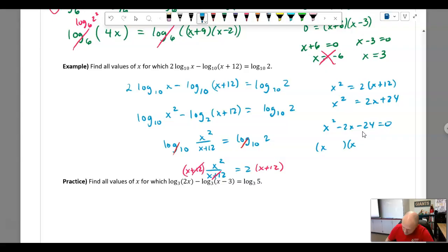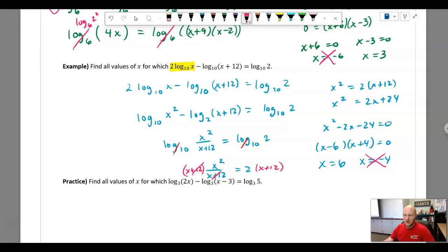So x, what are we looking for? 6 and 4, I think. x minus 6, x plus 4. And so I have two solutions, 6 and negative 4. Am I going to keep any of these? It looks like we'll keep the 6, not the negative 4. I have log 10 of x, so that one's got to go away right away. So x equals 6 is our solution.